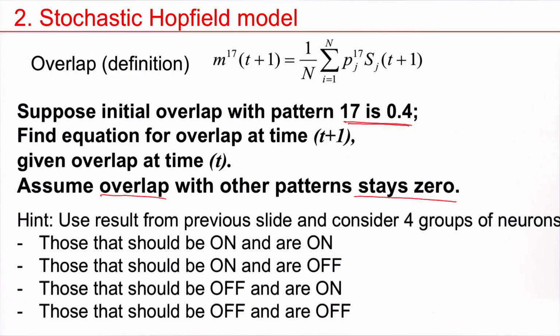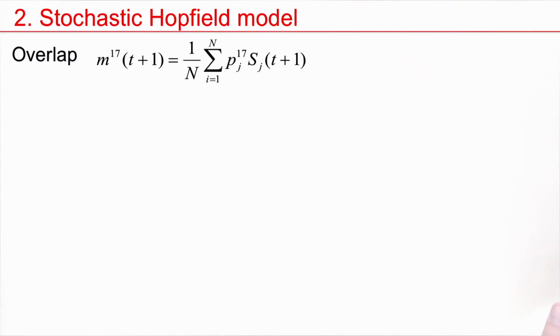So now, given what we have seen on the previous slide, there are in fact 4 groups. There are those neurons that should be active, that means pi 17 equal +1, and happen to be active in the next time step. But there are also those that should be active and happen to be off in the next time step. Then there are those that should be off, which means pi 17 equal -1, but happen to be active in the next time step. And then there are those that should be off and actually are off. So let's put this together.